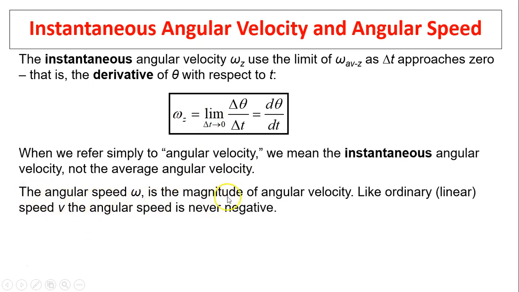The angular speed omega is the magnitude of angular velocity. Just like ordinary or linear speed, the angular speed is never negative. So it can be rotating counterclockwise or clockwise, it's just a number.